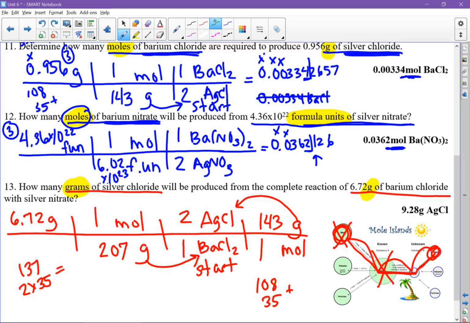Now you're ready to put this whole thing in your calculator. Times divide, times divide, times divide. My calculator says 9.284637. The sig figs, I started with 3 and I ended with 3, right there. The reason that we left that 8 alone was because of the 4 after it. Lastly, I was solving for grams, so you need to put grams on your unit.